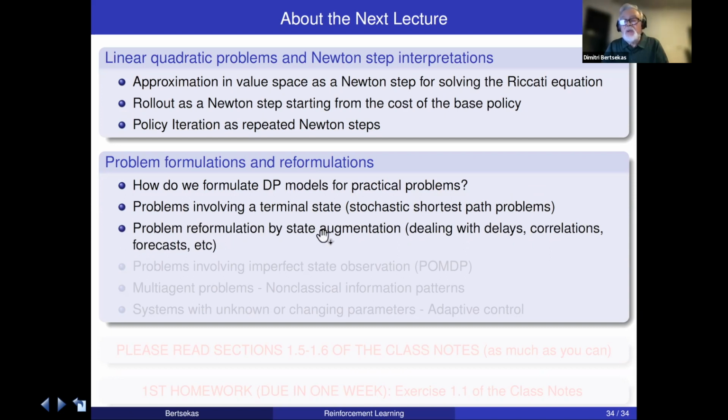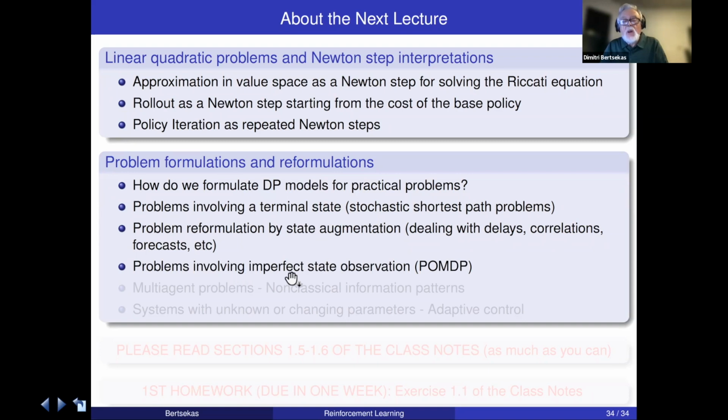Then we are going to talk about various reformulations involving correlations between random disturbances, delays in the system equation, forecast. How do we formulate a problem into a dynamic programming problem if the basic assumptions of dynamic programming are not satisfied? There are reformulations which also lead to the view that dynamic programming can be used to model everything. It's also a matter of reformulating the problem by using some form of state augmentation.